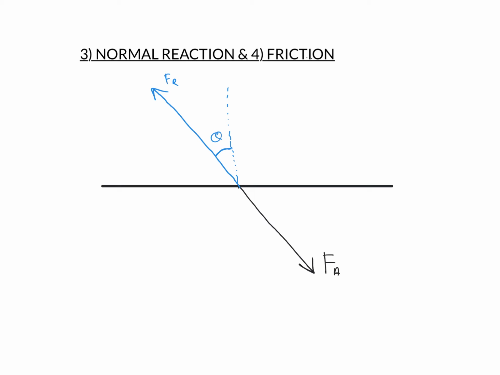We can resolve this reaction force into two components. One component of the reaction force, which is perpendicular to the surface, we can write as Fr cos theta, and this is known as the normal reaction, represented by capital letter N. Normal means perpendicular, because it is acting perpendicular to the surfaces in contact, and it is a component of the reaction force. That's why we call it normal reaction. So normal reaction is the perpendicular component of the reaction force.